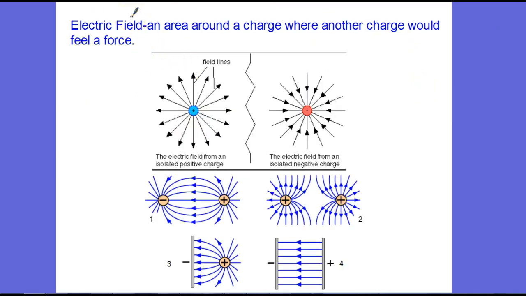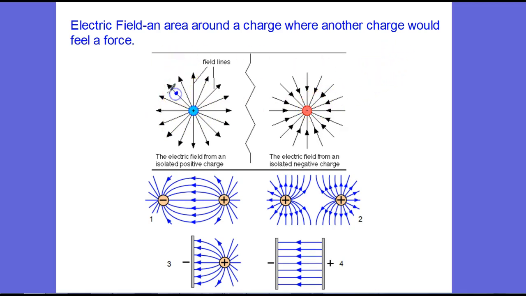Electric charges have electric fields around them. It's an area of space around a charge where another charge would feel a force, like a gravitational field. The gravitational field is an area around a mass where another mass feels a force. Gravitational field lines always point towards the mass. Electric field lines point away from a positive charge, but they point toward a negative charge. It is the direction that a positive charge would be moved.